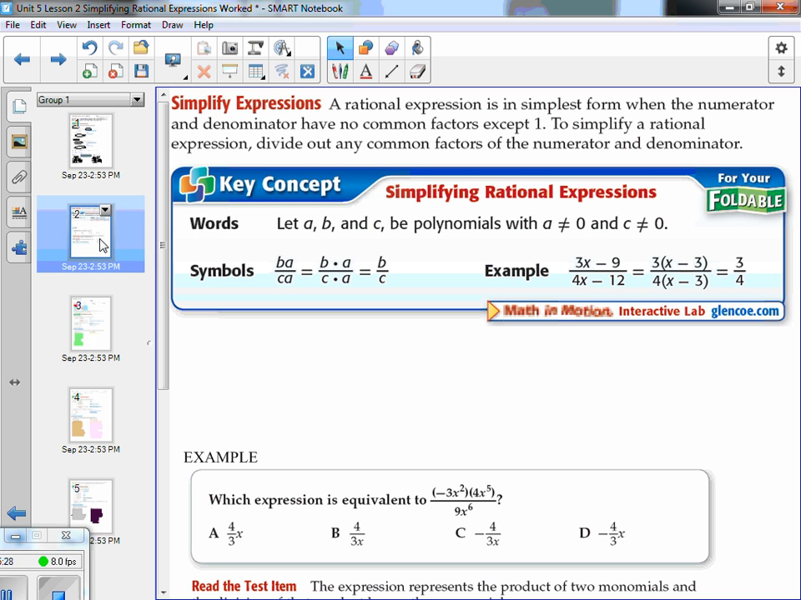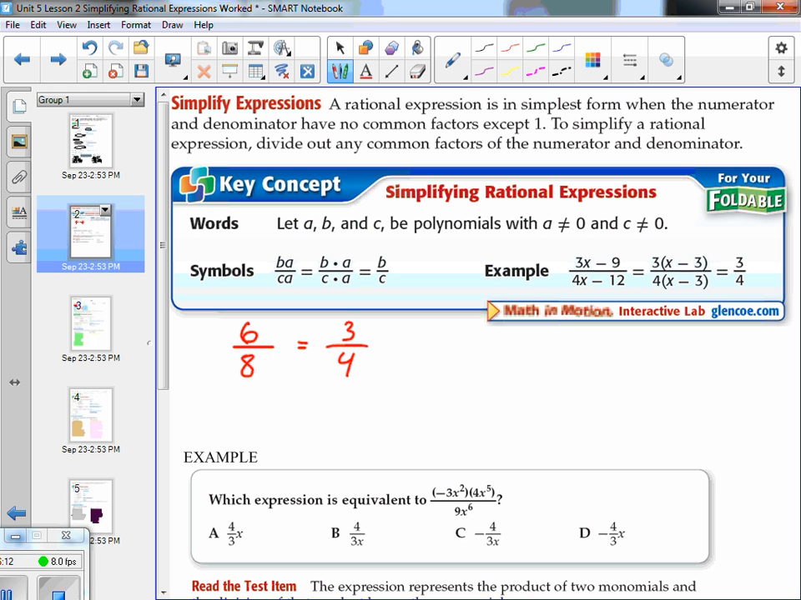A rational expression is in simplest form when the numerator and denominator have no common factors except 1. That's the same thing as a fraction. Okay? For instance, if we have 6 eighths, 6 and 8 have a common factor besides 1. They have a common factor of 2. So we would divide 6 by 2, and then we would divide 8 by 2, and that's how we put the fraction in simplest form. We call it reducing, but that's simplest form. 3 and 4 have no common factors except 1.